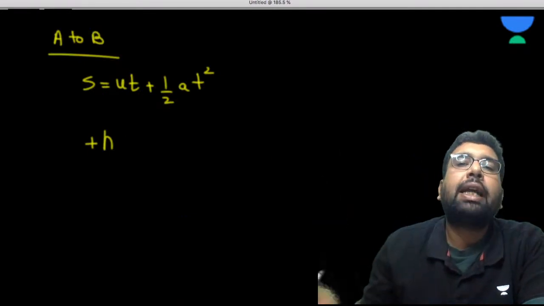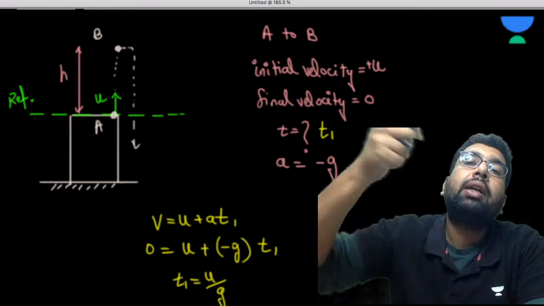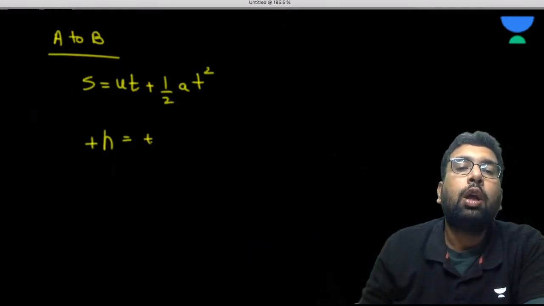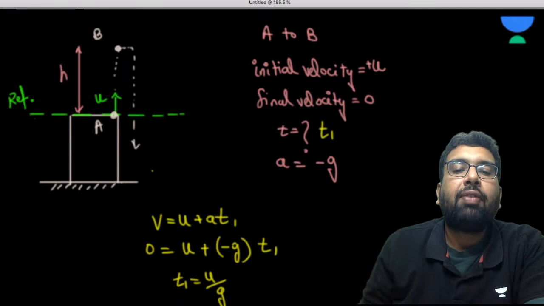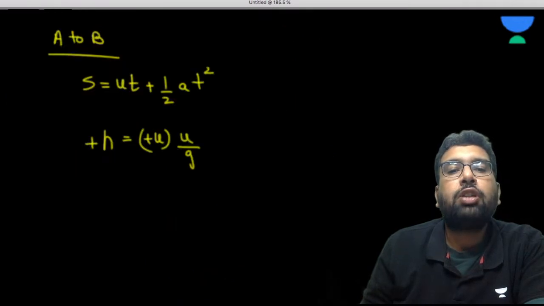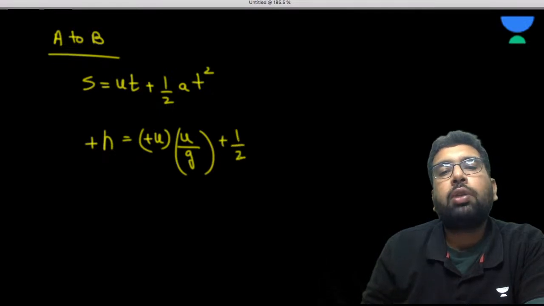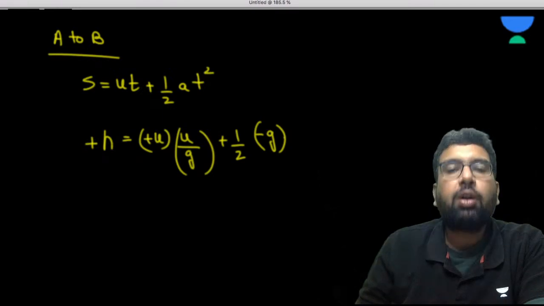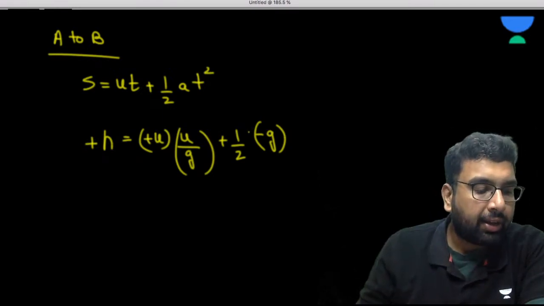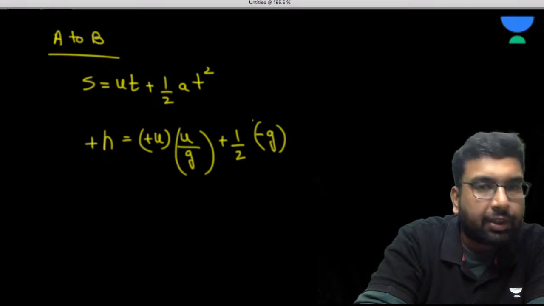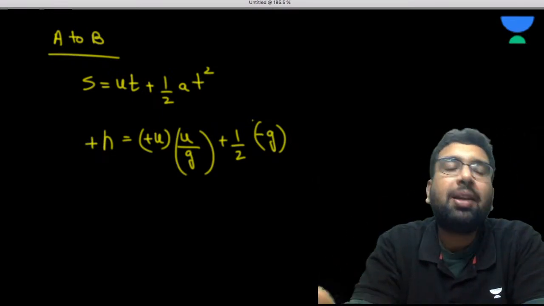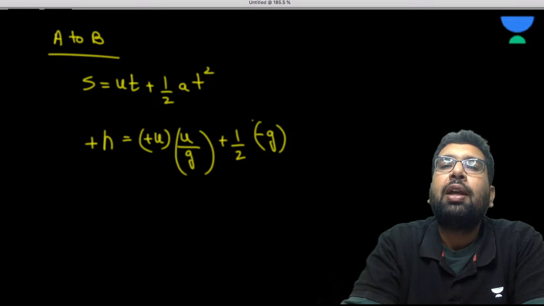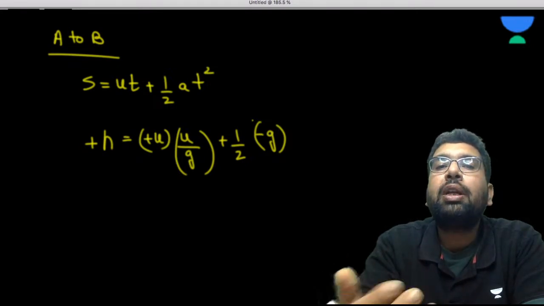Now what is u? Again, this is the initial velocity in the upward direction, so I may use plus u. Now t we already have calculated. This is equal to u by g. Plus half, now this a is minus g because this acceleration is gravity. And if you do it from the second equation, the third equation, or any equation, you are going to get the same answer. It's a matter of what you are using at this place.